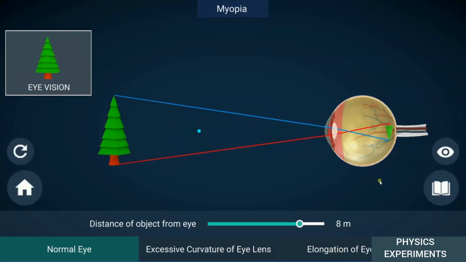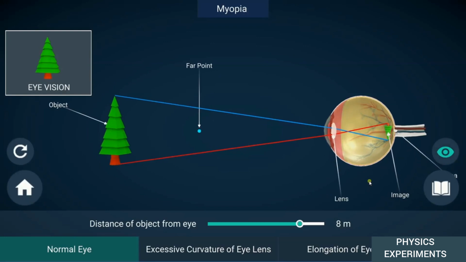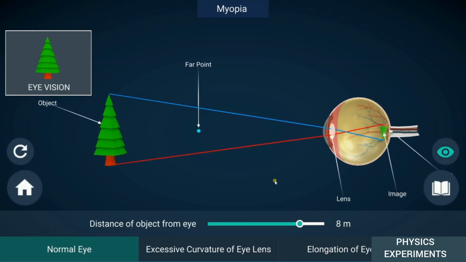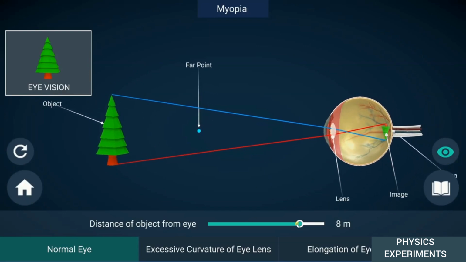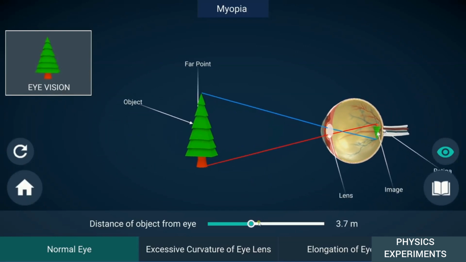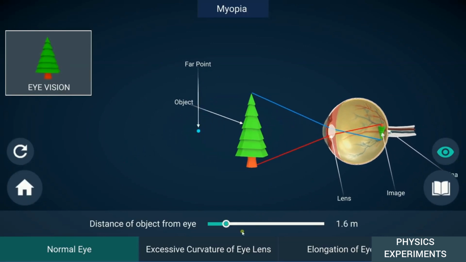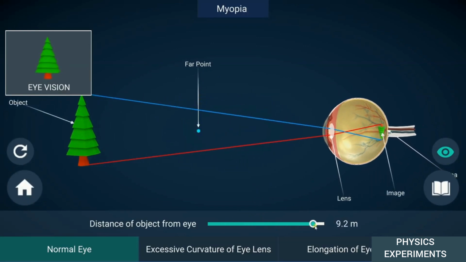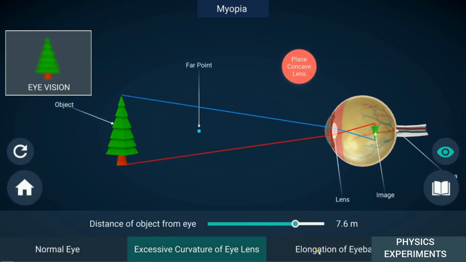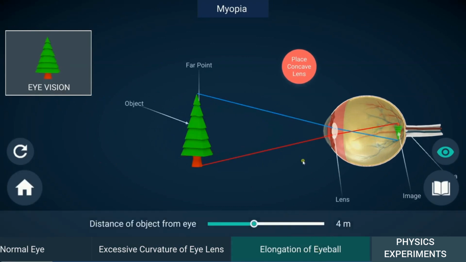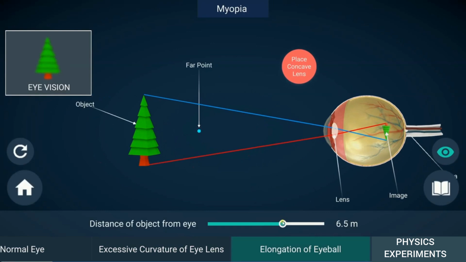Let's study about one of the defects of vision, myopia. We have studied that the eye lens changes its thickness to focus on objects from different distances to form the image on the retina. Sometimes, due to excessive curvature of the eye lens or elongation of the eyeball, the image doesn't always form on the retina. In such cases, distant objects form a blurred image on the retina.